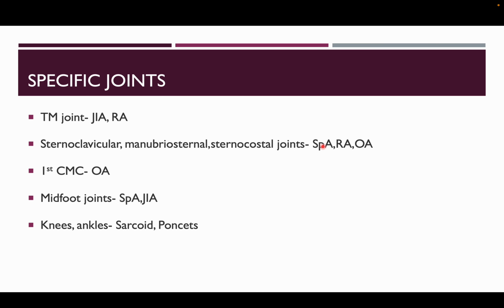Sternoclavicular: spondyloarthritis is one common thing. Rheumatoid arthritis, OA. Yes, these are axial joints. They can involve SpA. First carpometacarpal joint, OA is more common. Midfoot joint, spondyloarthritis, juvenile idiopathic arthritis, these are very rare. We don't see them.